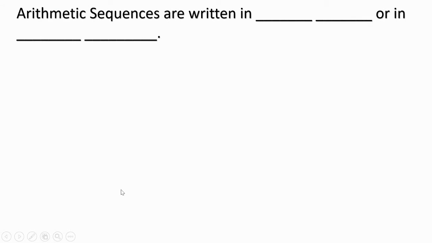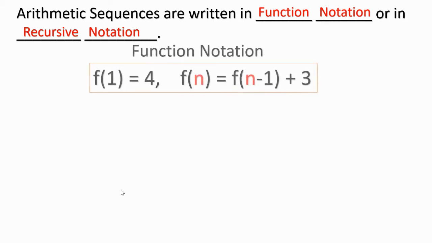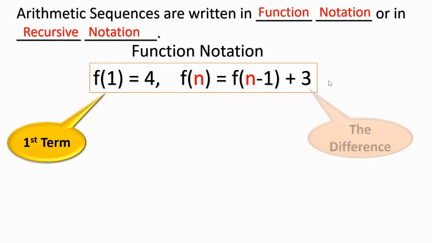All right, so now in arithmetic, sequences are written in function notation or they can be in recursive notation. So let me tell you the difference between those two. This is function notation. It tells you f of 1 equals 4. What this means is that the first term is 4. And then this is the actual function itself, the equation. The function of n is equal to whatever n was minus 1 plus 3. Now that's really like geeky math terms, and I'll explain to you what all you need to know.